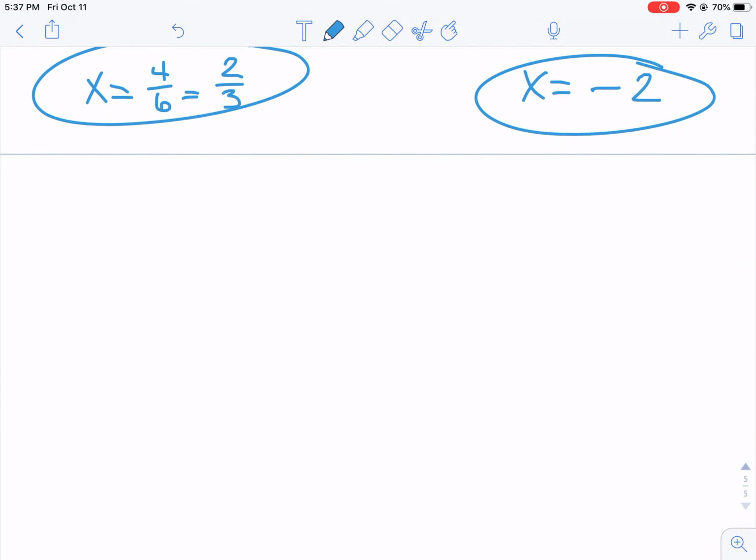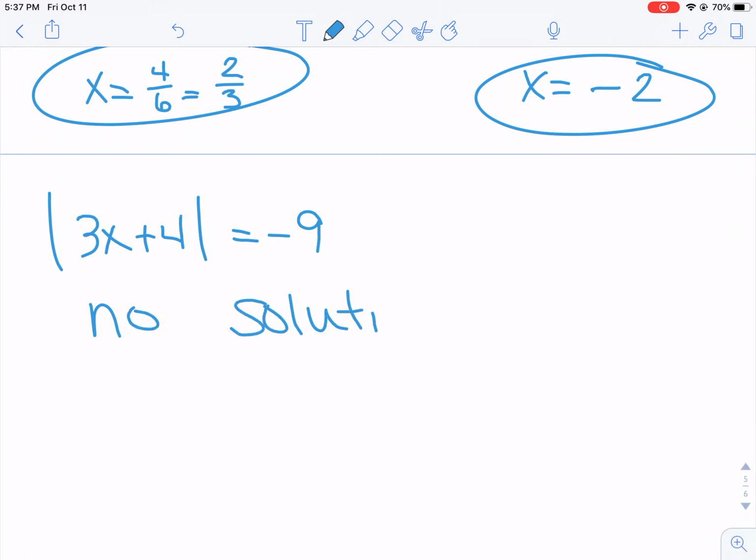Then the other example I did for us was if the absolute value of 3x plus 4 equals negative 9. This is a no solution, because nothing we put inside these absolute value bars will give us a negative answer, because distance cannot be negative. So if it's equal to a negative, there is no solution.